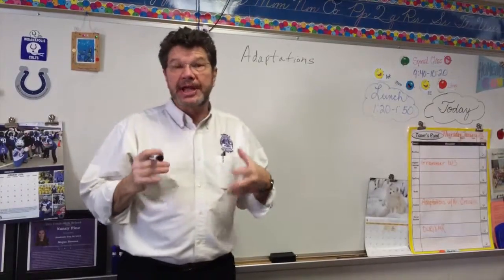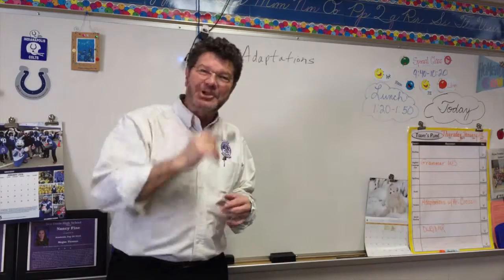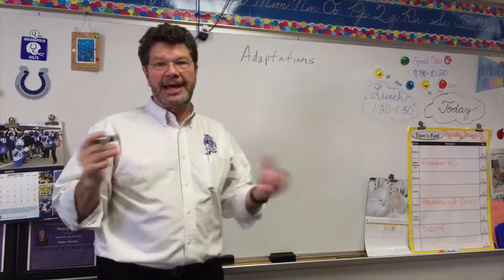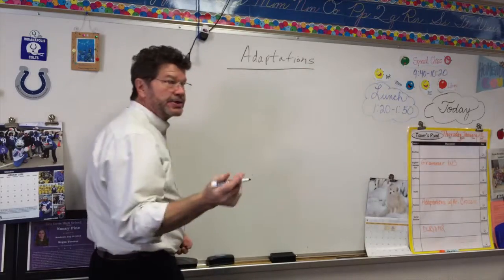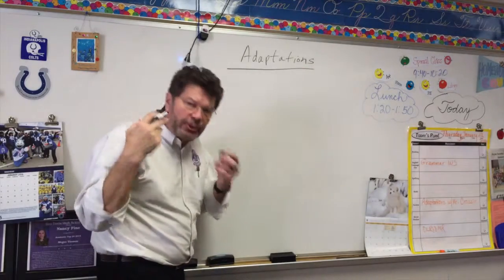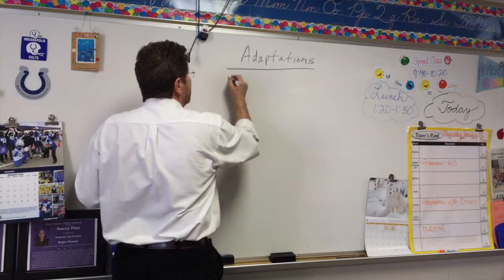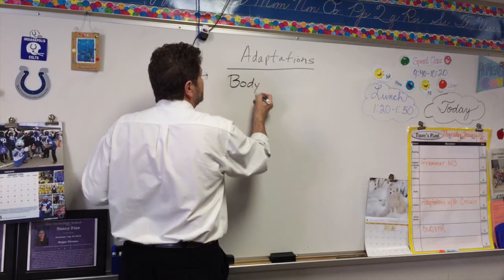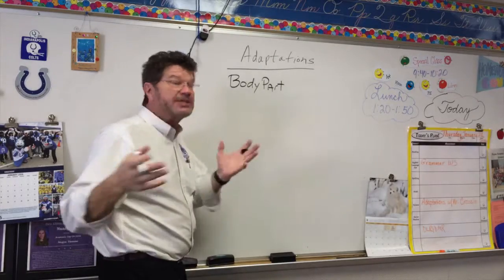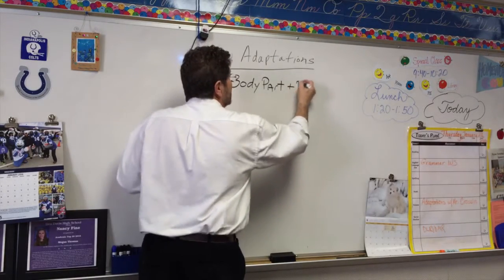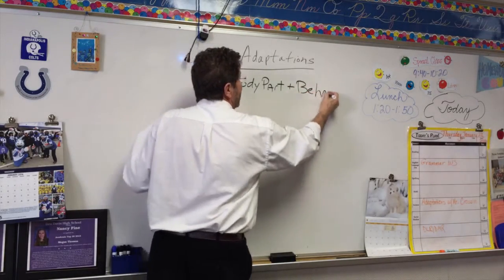Okay, we're going to focus today not so much on plants. I'll leave that up to you. We're going to focus on animal adaptations. So go ahead and write this. So an adaptation can be two things. Really three steps I want you to know. Number one, it's like a body part. A body part. But the body part has to go with a behavior. So it's a body part and a behavior.